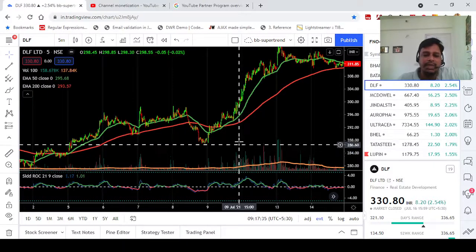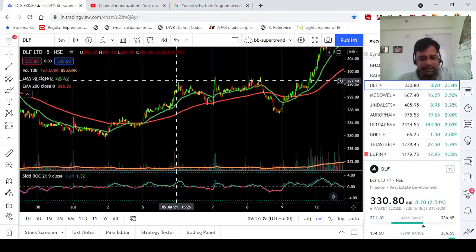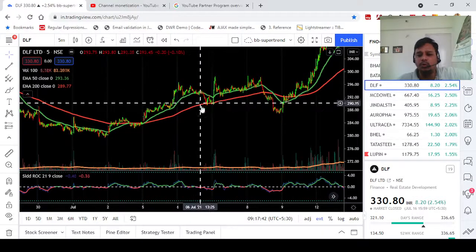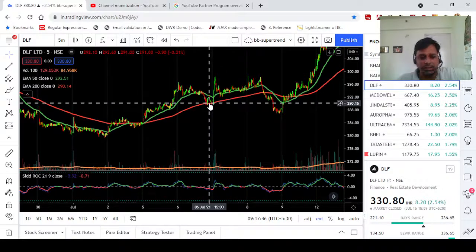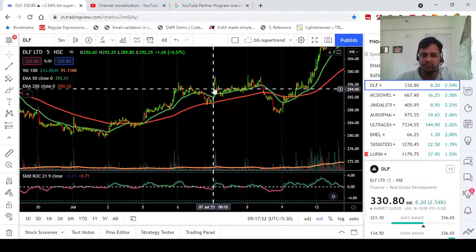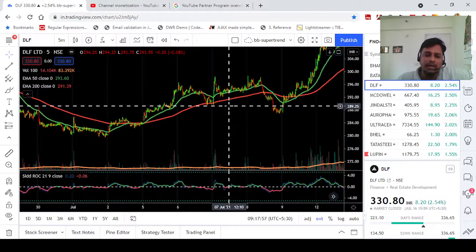Okay, pullbacks, that means the stock has moved up and it is trying to come near 200 moving average. When it will come near 200 moving average, I know that this is the multiple time tried and tested setup. When it will come up with a very less stop loss, you can go for a long.